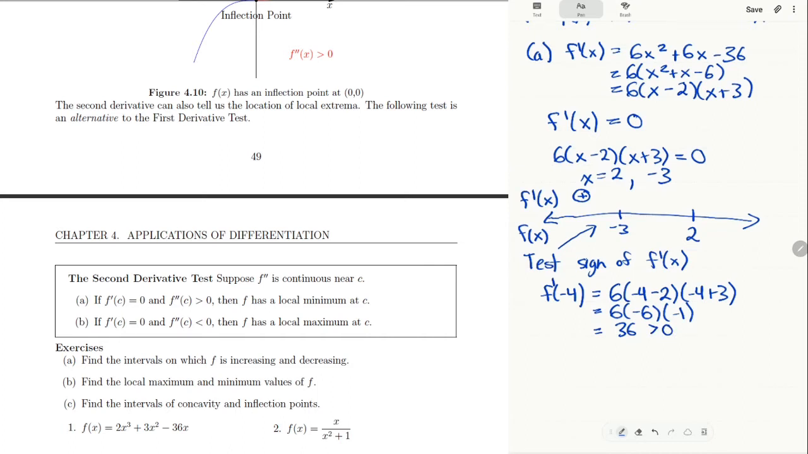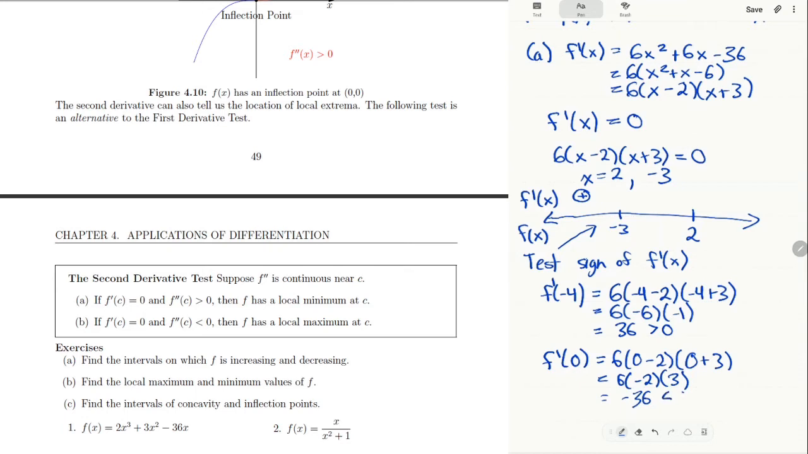Next, let's test a number between negative 3 and positive 2. So for example, we can choose 0. So we substitute 0 into the first derivative. We have 6 times (0 minus 2) times (0 plus 3), which gives us 6 times negative 2 times positive 3, which is negative 36.